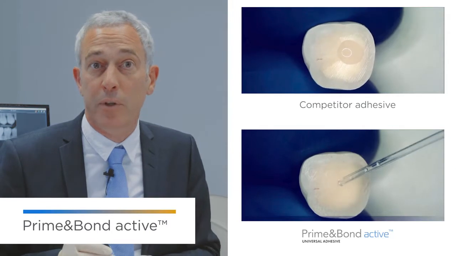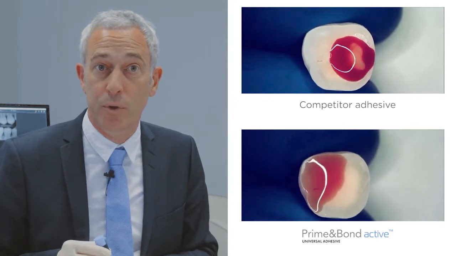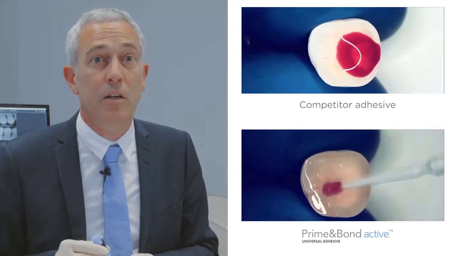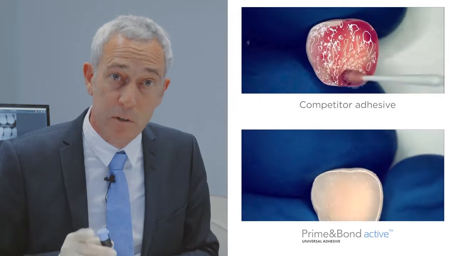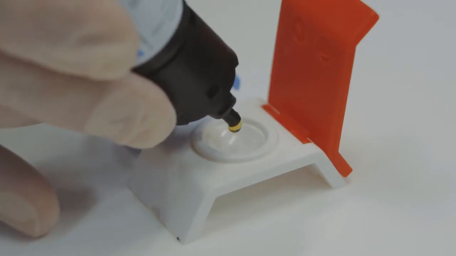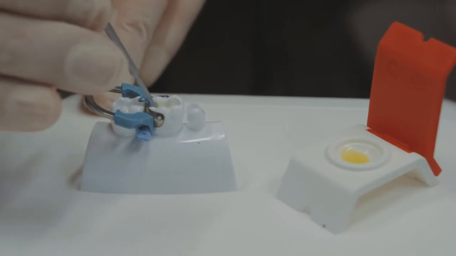The video shows Prime & Bond Active in comparison to a competitor adhesive when being applied on a tooth. Please notice how the Active Guard technology helps to spread the adhesive and to form a homogeneous layer even in the presence of water. A homogeneous layer is necessary to avoid so-called hypersensitivities after treatment. So in summary, Prime & Bond Active leads to a gap-free adaptation to the cavity and for a tight adaptation to the composite under all clinical conditions and shows virtually no post-operative hypersensitivities.